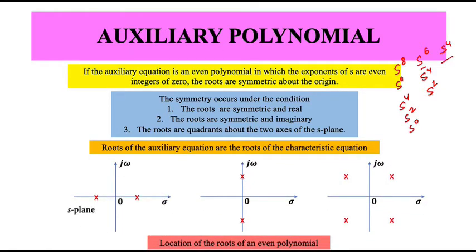Symmetric could be like here: you have -1 and +1, so they could be symmetrical, lying just on the imaginary axis, positive j omega, negative j omega. There could be something like this also, right? You have 1 plus j omega, minus 1 minus j omega. Okay, so this is minus 1 plus j omega.